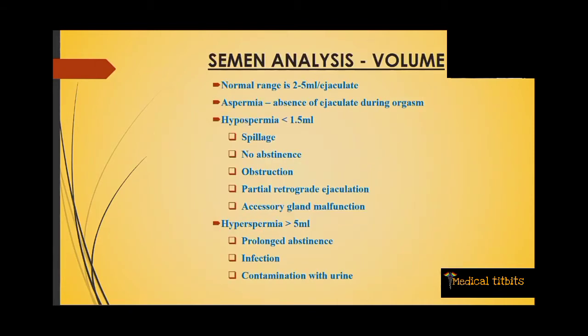Now coming to the analysis of the volume. The normal range of volume is kept as 2 to 5 ml. Aspermia is the absence of ejaculation during an orgasm. When the volume is less than 1.5 ml, it is called hypospermia, and it can be due to decreased abstinence period, spillage, obstruction, partial retrograde ejaculation, or any accessory gland malfunction. The term hyperspermia is used when the volume is more than 5 ml, and it can be due to causes like infection or prolonged abstinence. In some cases, it can be due to contamination with urine also.